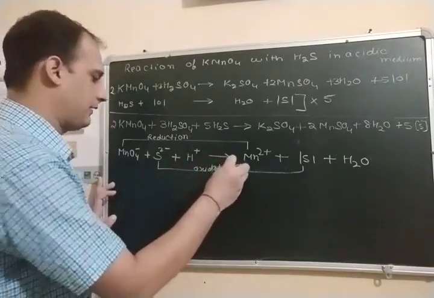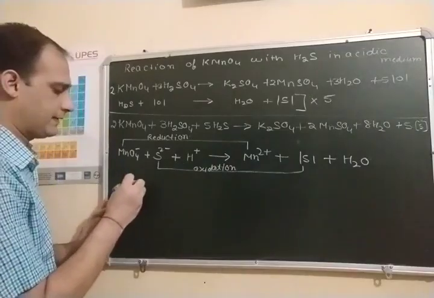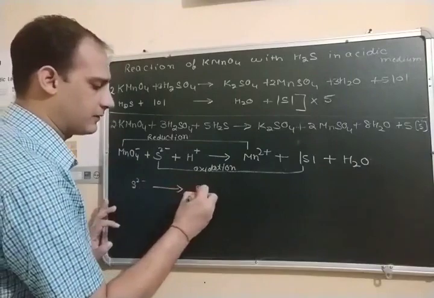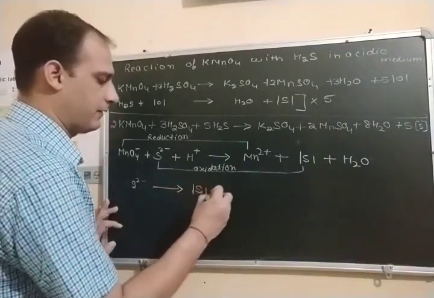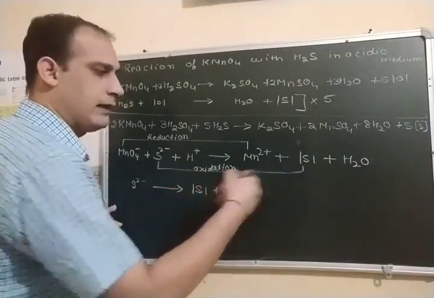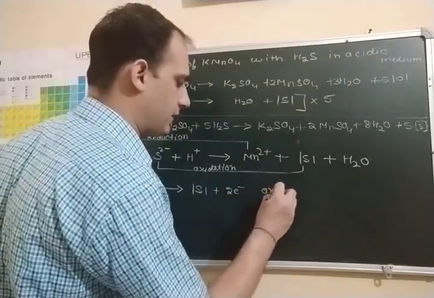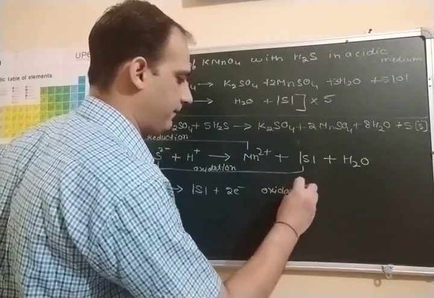So we can separate the oxidation: S2 negative will lose how many electrons? 2 electrons to form sulfur. As loss of electrons is taking place, the process is known as oxidation. This reaction is known as the oxidation half reaction.